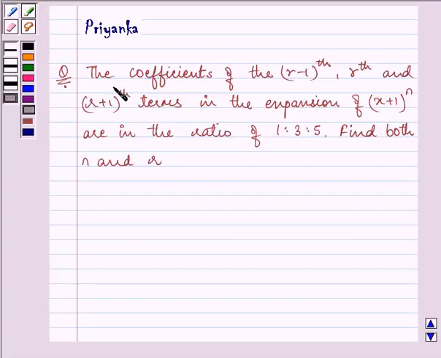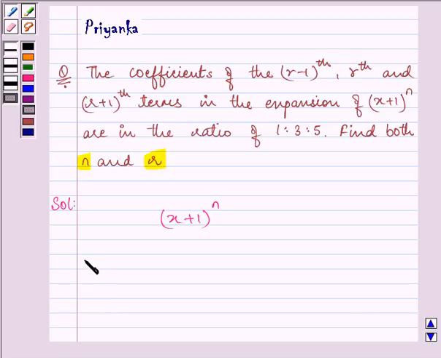The question says the coefficients of the (r−1)th, rth, and (r+1)th terms in the expansion of (x+1)^n are in the ratio 1:3:5. Find both n and r. Let us discuss. Here, the binomial expression given to us is (x+1)^n.